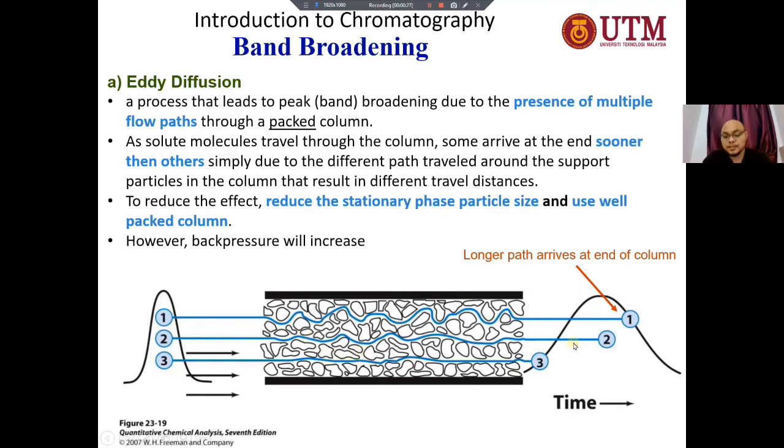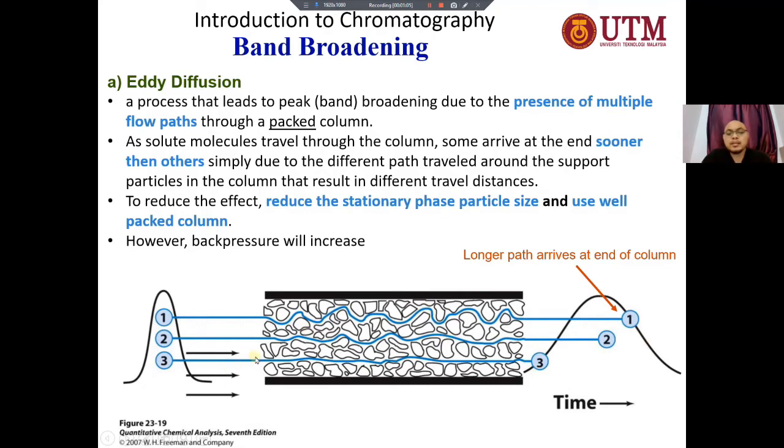For example, we have an analyte that has some of its molecules going into path 1, into path 2, and into path 3. For example, our analyte consists of 3 molecules: for analyte X, it has the molecules X1, X2, and X3. But because of the multiple paths over here, it can cause peak broadening.